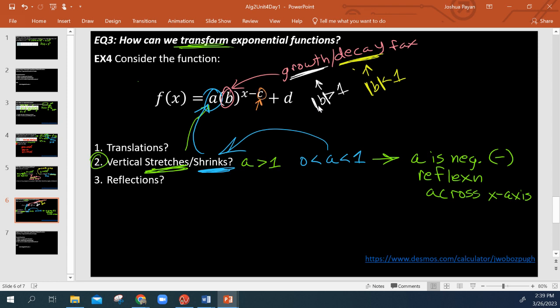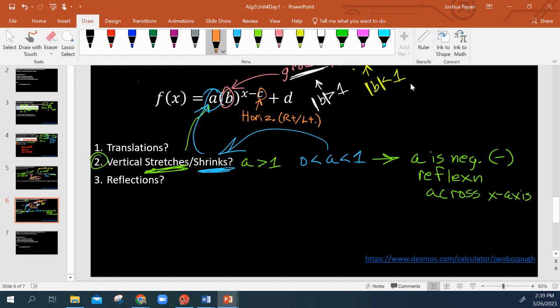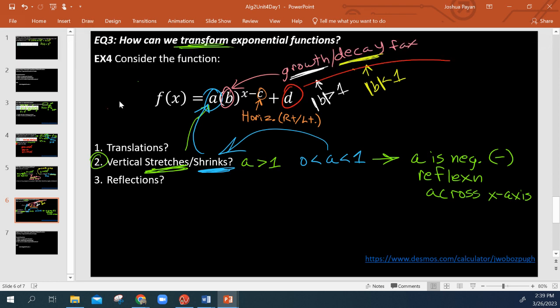C is going to be our horizontal shift, so that means either right or left. And D, I'm starting to run out of colors here, I'll just use red. D is our vertical shift, and of course, that means up or down.